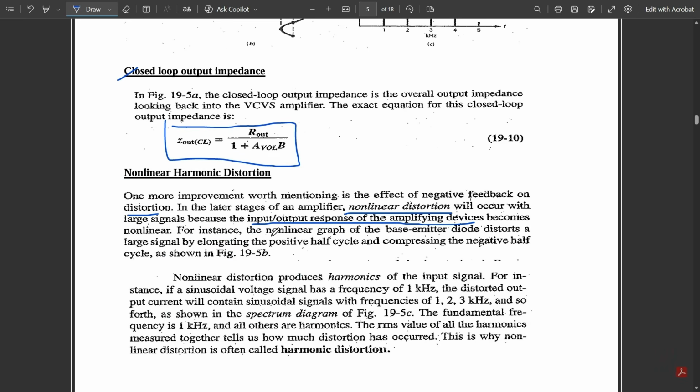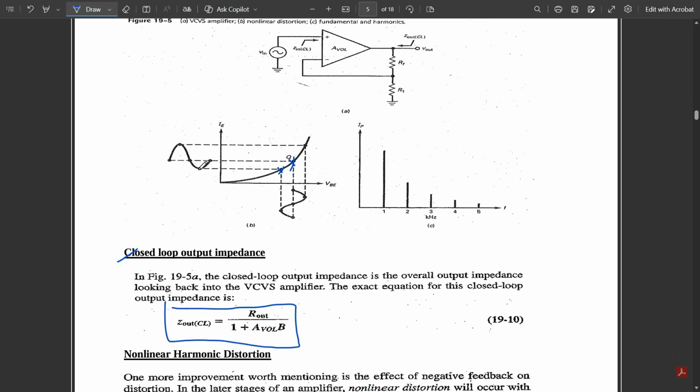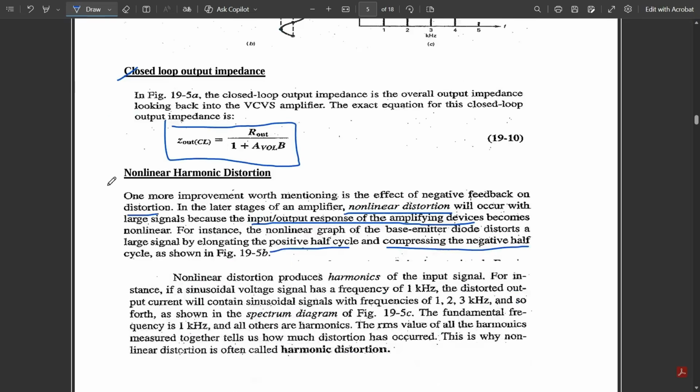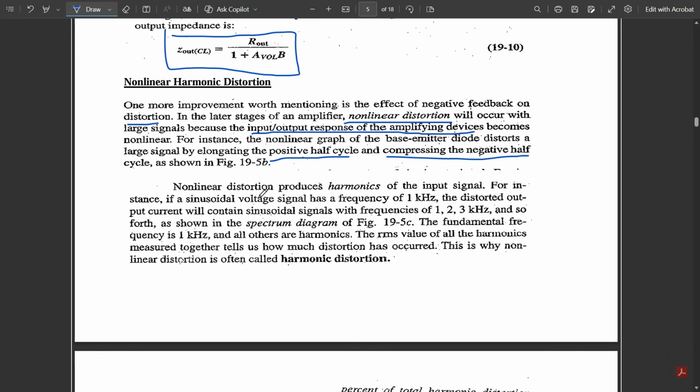For instance, the non-linear graph of the base-emitter diode distorts the large signal by elongating the positive half cycle and compressing the negative half cycle. It means the positive half cycle would be high and the negative half cycle would be low. Initially it starts with equal positive and negative half cycles, then the positive half cycle amplitude becomes high and the negative half cycle amplitude low. Based on this curve, it would produce the non-linear distortion. It produces harmonics of the input signal.